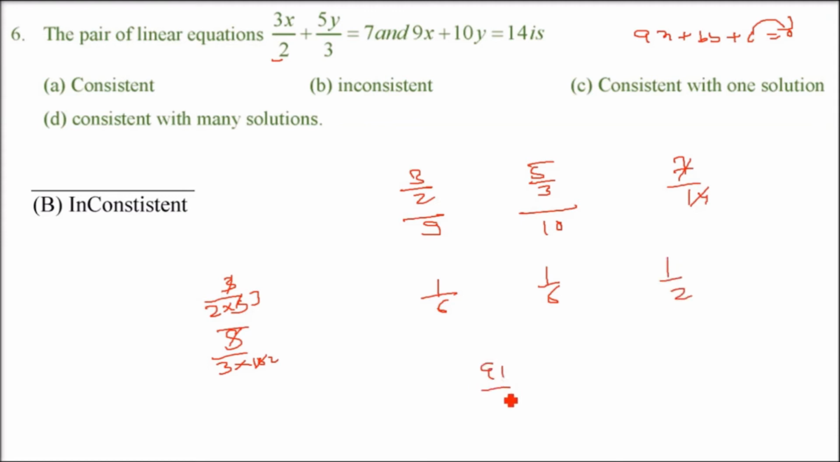So what we see here is a1 by a2 equals b1 by b2, and this is not equal to c1 by c2. That means the solutions are inconsistent. That is inconsistent, right? So this is how you find out. This is the relationship: a1 by a2 equals b1 by b2, not equal to c1 by c2.